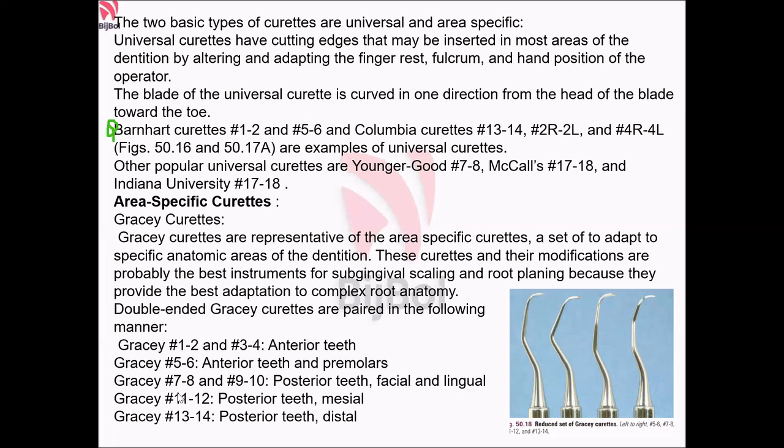So this question can be asked: 5 and 6 is used for what? It's used for anterior teeth and premolars. 7, 8, 9, 10 is used for posterior teeth. This is the diagram for Gracie curettes. Sometimes an image-based MCQ can come where they give you the diagram and ask you to identify. They won't ask you which number it is. You just need to identify which instrument it is, and probably its use, either an advantage or a disadvantage, something like that. So those kinds of MCQs can come.